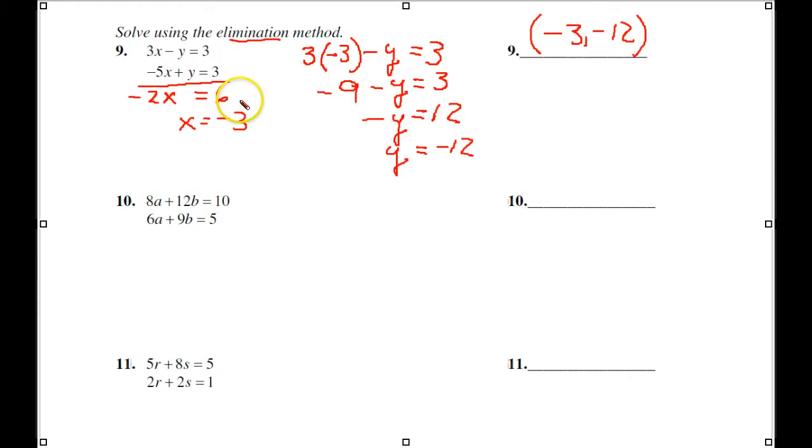Divide both sides by negative 2, I get x equals negative 3. And I'm going to put that negative 3 right there where the x is. There it is. So negative 3 times 3 is negative 9, minus y equals 3. Transpose the negative 9, makes it a 12. Negative y equals 12. And I'm going to divide both sides by negative 1, or just change the signs. There's my ordered pair.